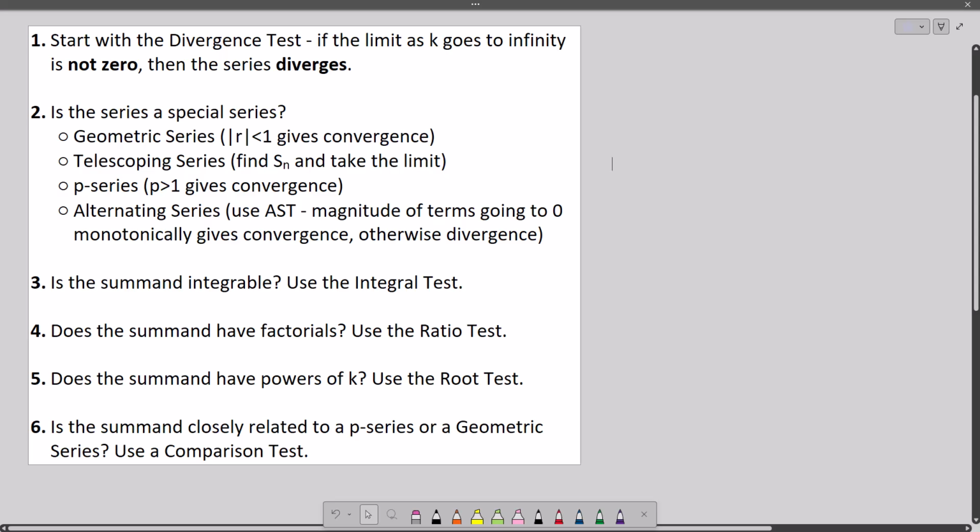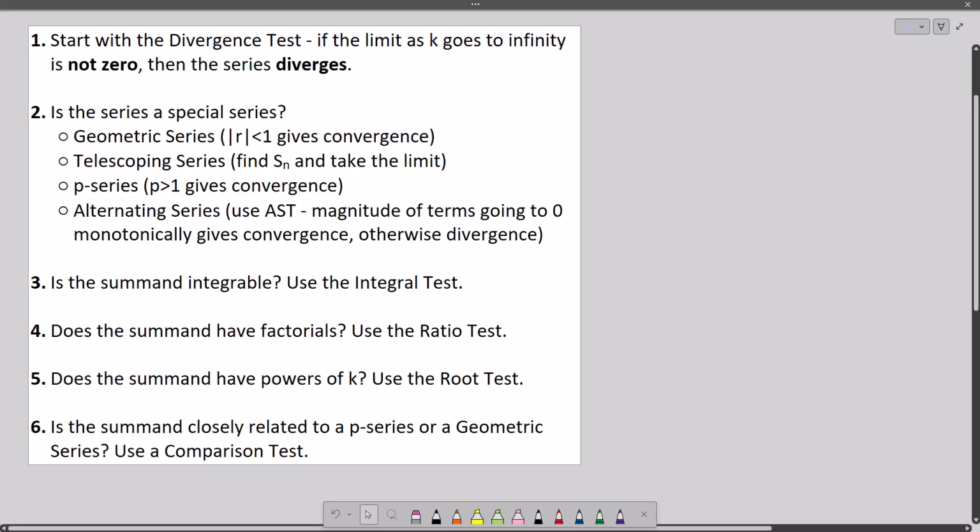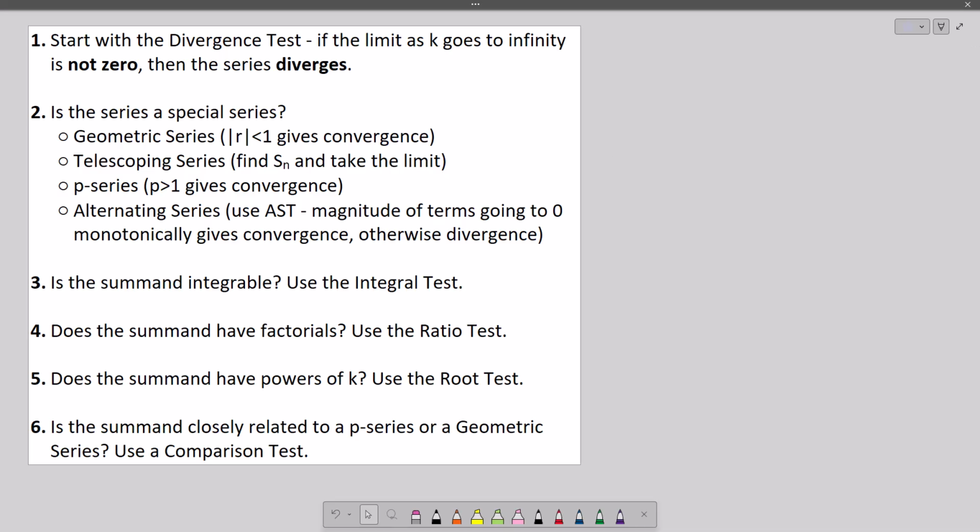Because if you identify your series as one of these 4 types, then there's a very specific approach that you use. If it's alternating, you use the alternating series test. If it's a p-series, you're not really using a test. You're just identifying what p is, and if p is bigger than 1, you have convergence. Telescoping, again, it's not really a test, but if you have a telescoping series, you find S sub n and take the limit. So this is the hard part, to just look at a series and decide what to do. And that's what we'll try to do today.